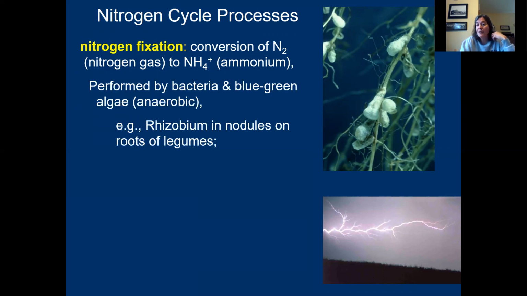So what can do that? It turns out bacteria in the soil can do that. And blue-green algae, that's an anaerobic process. So you find these in the soil itself. There are certain plants like legumes that actually facilitate this by having little nodules in their root systems that host that bacteria. This little picture off to the right shows those little nodules.